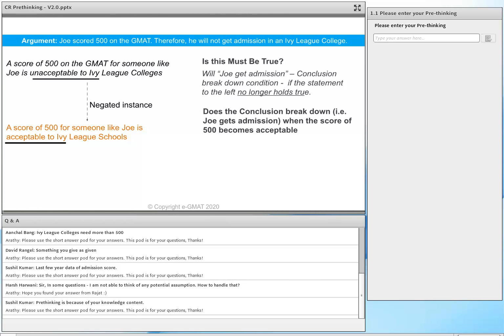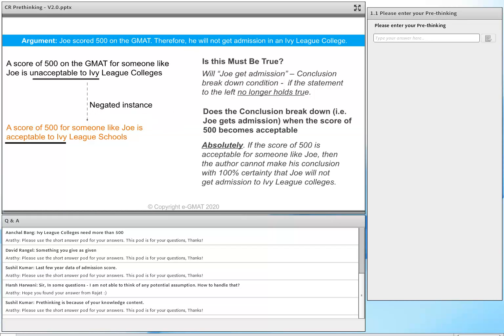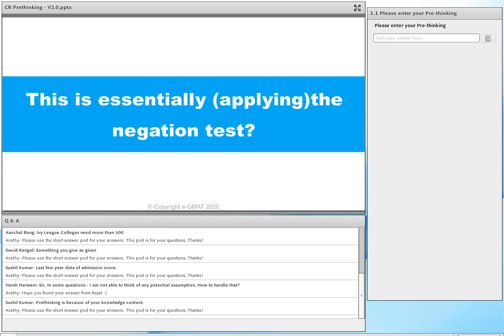Here is something that you need to know. If we say that this statement no longer holds true, what we are also saying by definition is that its negated instance now becomes true. So what is the negated instance of this statement? It is this statement: the score of 500 for someone like Joe is acceptable to Ivy League colleges. Then you ask yourself, does this conclusion break down when the score of 500 becomes acceptable? The answer is absolutely yes. If it's acceptable for someone like Joe, then I as an author cannot be 100% certain that Joe will not get admission into an Ivy League college, which means my conclusion breaks down. This is what we call applying the negation test.